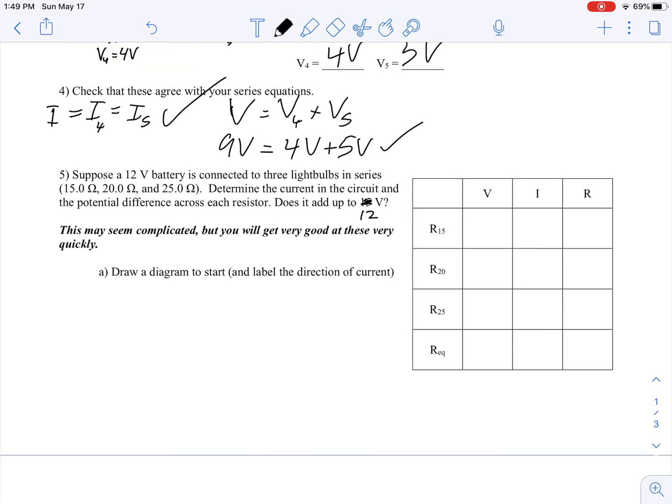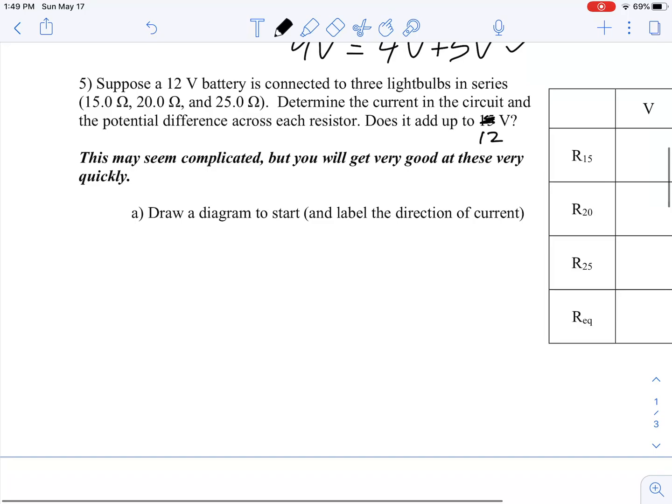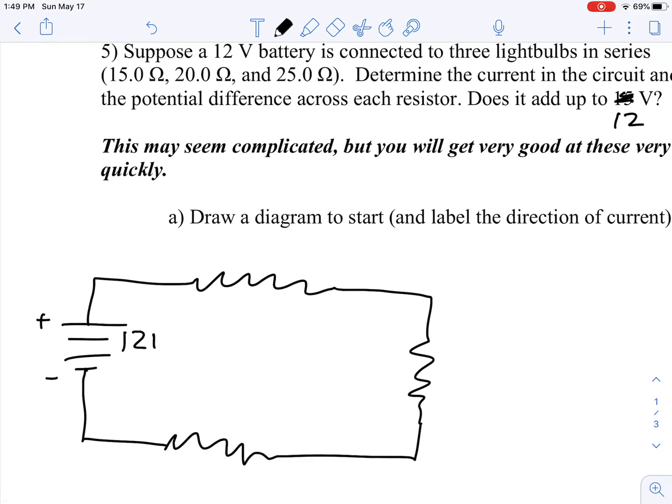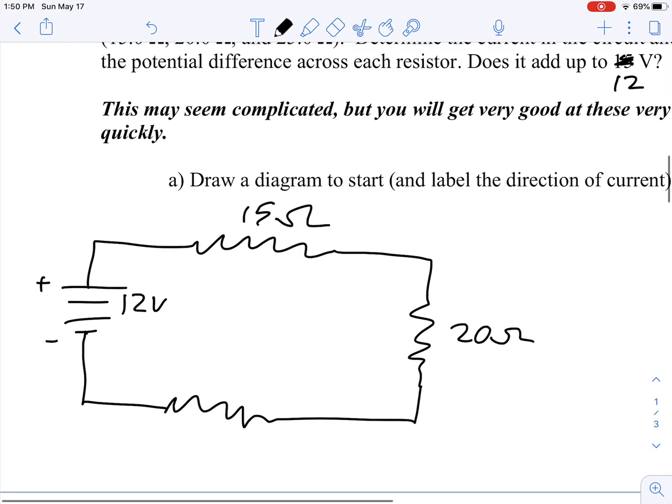So first, let's just draw this circuit. So here's my battery. All right, so I have my 15 ohm resistor, my 20 ohm resistor, my 25 ohm resistor, and my battery. My battery has a voltage of 12 volts. Over here we have 15 ohms. Here we have 20 ohms. And here we have 25 ohms.